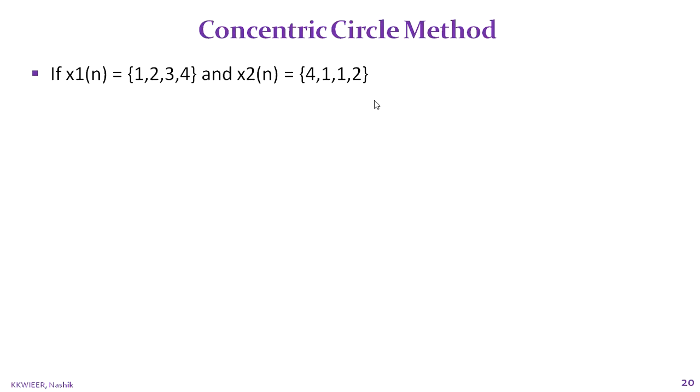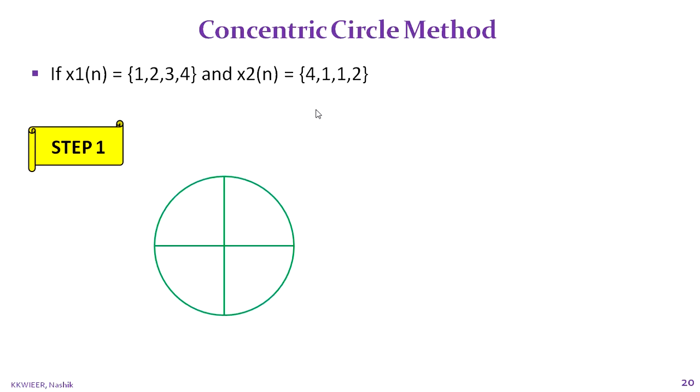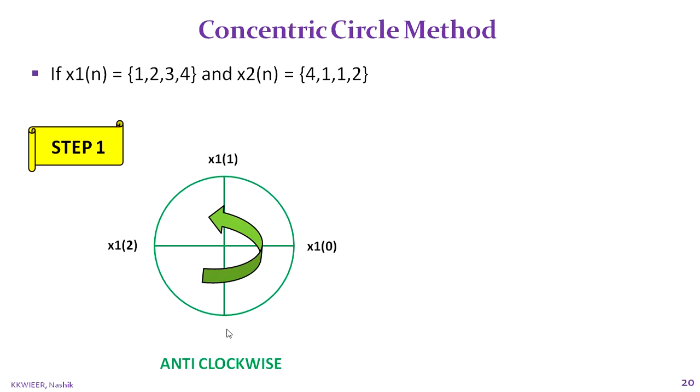Now, what will be your step 1? Consider one circle and substitute the values of the first sequence x1 of n in anti-clockwise direction. So let us start to substitute. The first one, x1 of 0, will be placed here. Anti-clockwise, so x1 of 1, x1 of 2 and x1 of 3. So this is your first step.